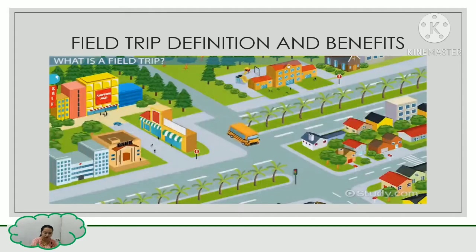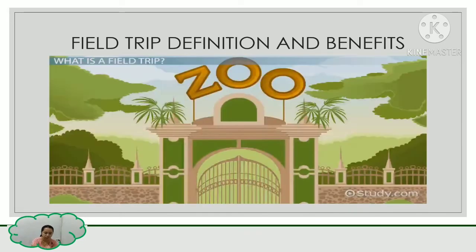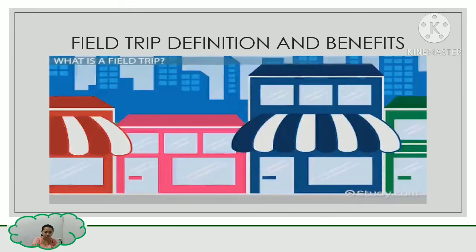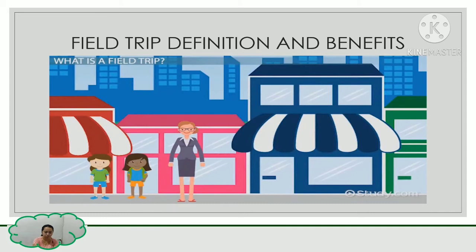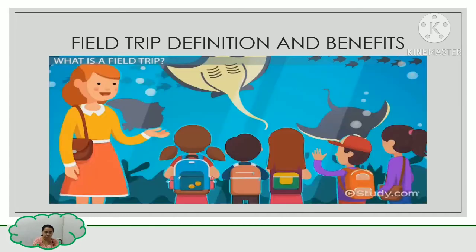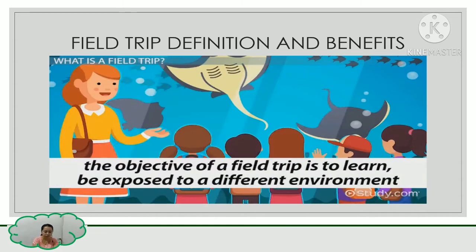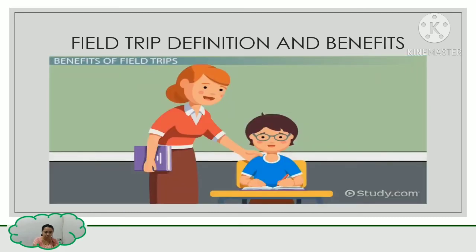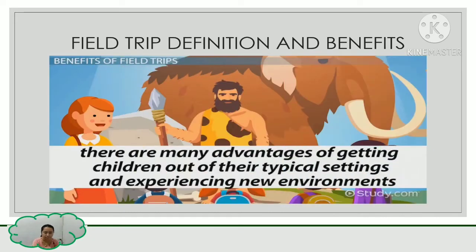A field trip can be to countless locations where students can see new sights and have hands-on opportunities in a wide variety of experiences. A field trip may be to a location right around the corner, or may require a bus ride to a different town. Regardless, the objective of a field trip is to learn, be exposed to a different environment, and be able to try new things. While a day in the classroom has its benefits, there are many advantages of getting children out of their typical settings and experiencing new environments.